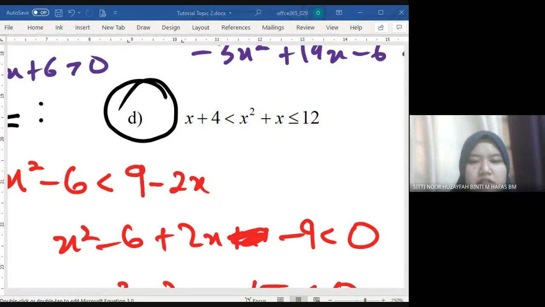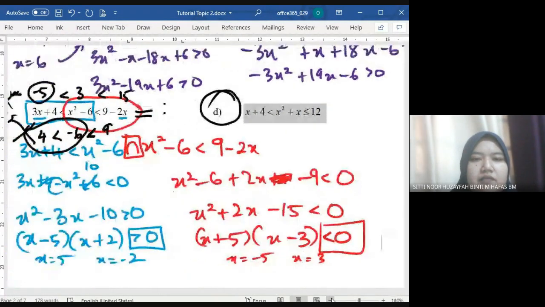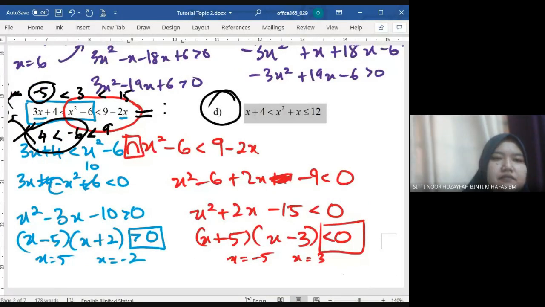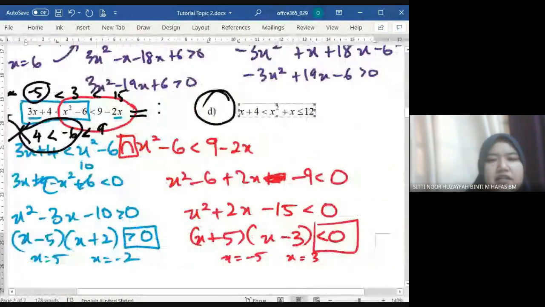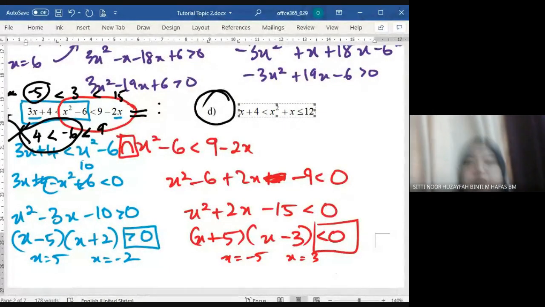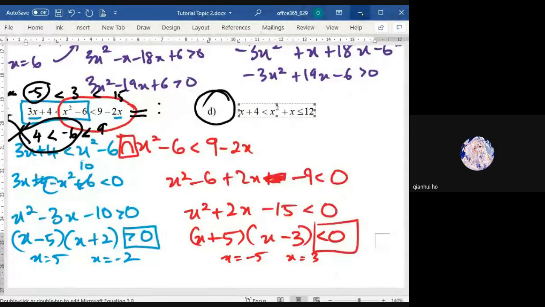Okay. Dah. Soalan X tambah 4. Next. Less than X squared plus X. Boleh ke nak saya tunjuk yang soalan D? Cikgu tunjuk D? Okay, jap.